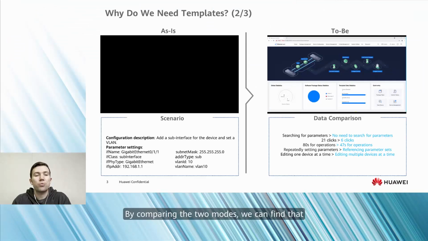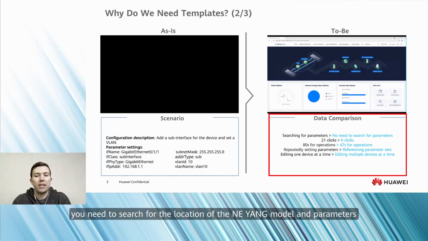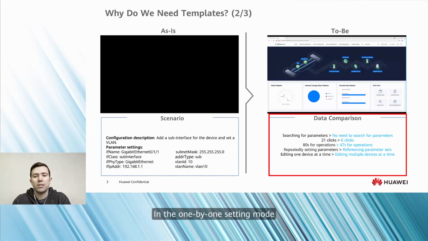By comparing the two modes, we can find that in the one-by-one setting mode, you need to search for the location of the NCE Yang model and parameters. By applying a template, you can directly enter parameter values without searching for the path. In the one-by-one setting mode, you need to click 21 times to set all parameters. By applying a template, you only need to click 6 times. In the one-by-one setting mode, it takes 80 seconds for operations. By applying a template, it only takes 47 seconds.